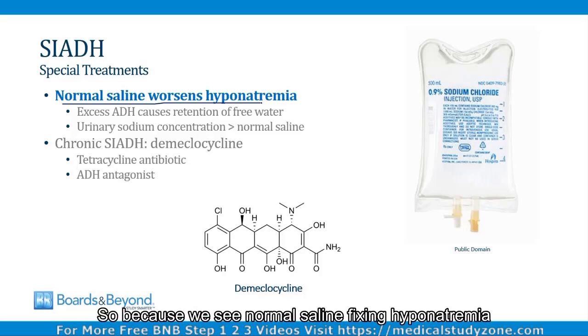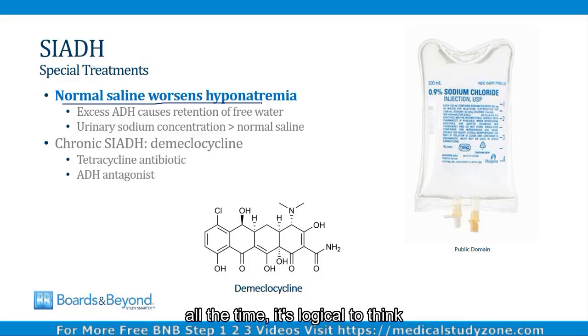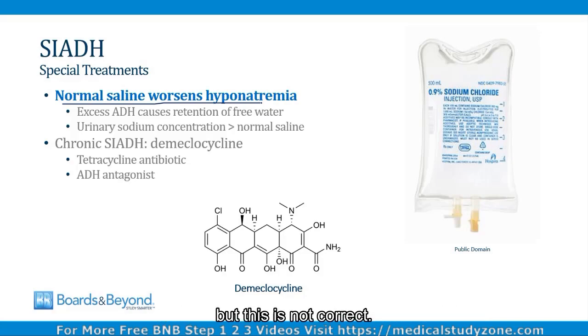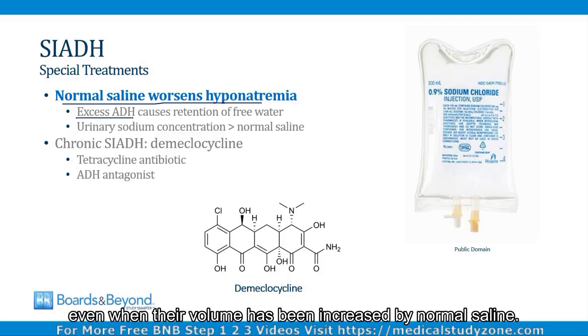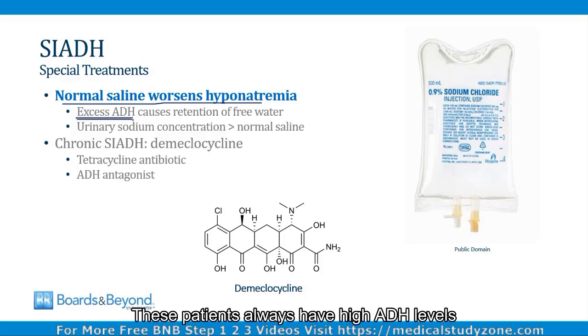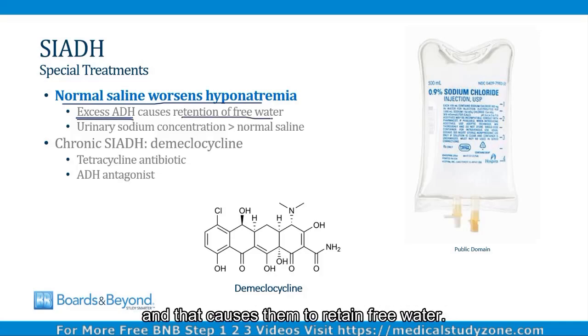So because we see normal saline fixing hyponatremia all the time, it's logical to think that it would also correct the hyponatremia of SIADH, but this is not correct. And the reason this is not correct is because these patients always have an excess of ADH effects around, even when their volume has been increased by normal saline. With volume depletion, normal saline turns off the high ADH, but that does not happen in SIADH.